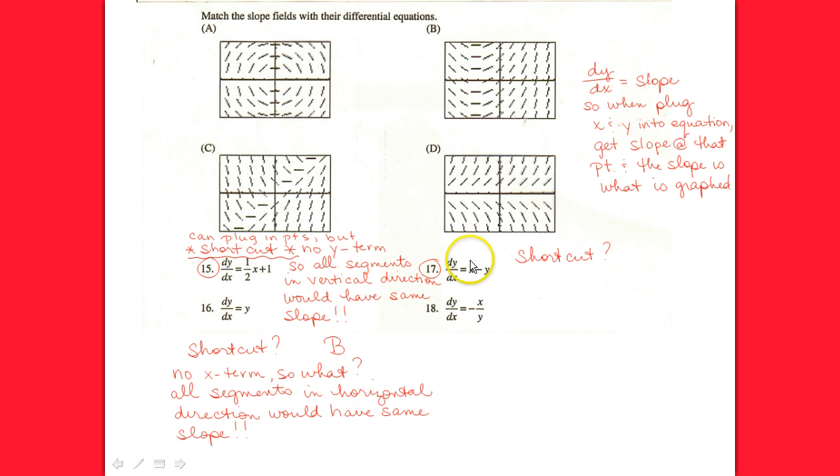All right, look at 17. For number 17 and 18, I have an x and a y. And you'll notice, sure enough, up here out of my 4 graphs, there are only 2 of them that don't have that thing where all segments in a horizontal or vertical direction are all the same. So that has narrowed it down a little bit for me. If I'm looking at x minus y, again, I can plug in points, but I'd really rather look for some shortcuts.